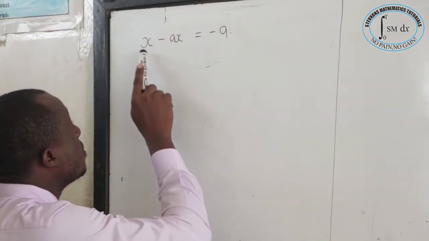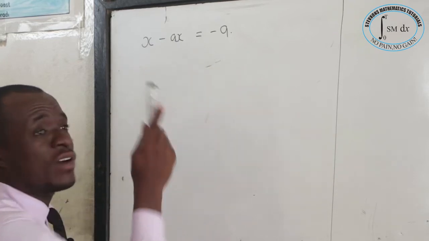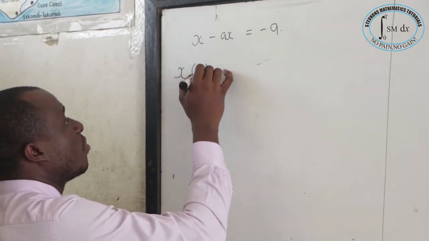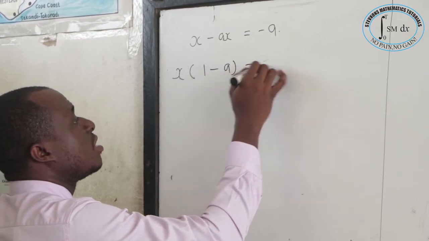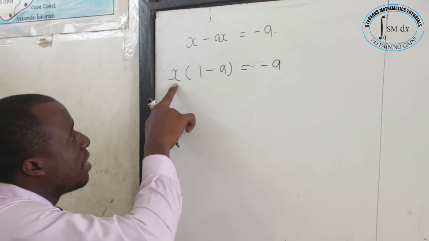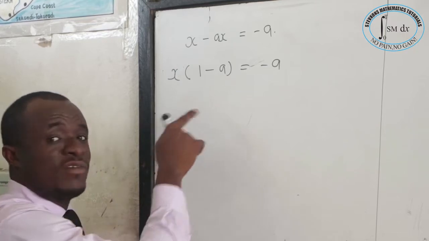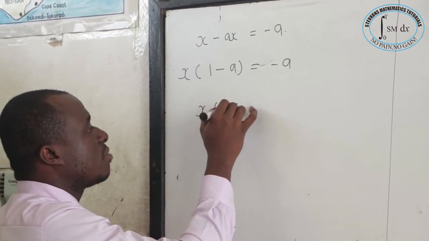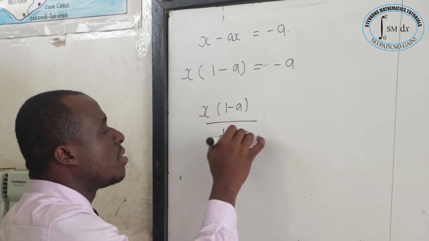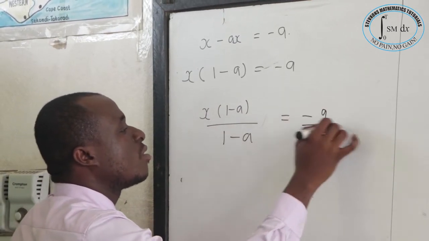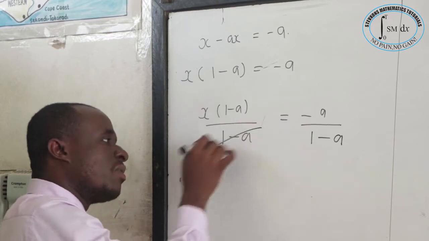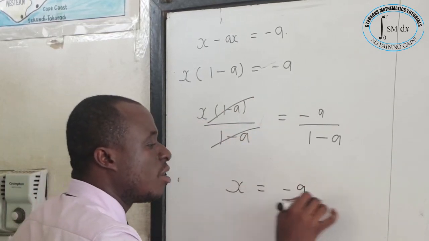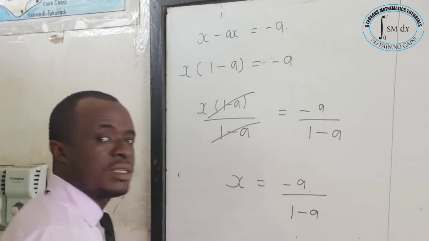Okay, clearly what can we see? X is common. So we factorize the common factor out. So clearly x is common. I have x times 1 minus ab equal to negative a. What is multiplying the x? 1 minus ab. So I divide by what is multiplying the x. So clearly I have x times 1 minus ab over 1 minus ab equal to negative a all over 1 minus ab. Now this will cancel that. So you have x to be equal to negative a all over 1 minus ab.